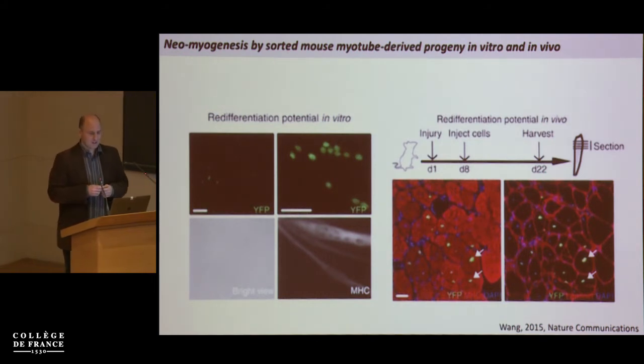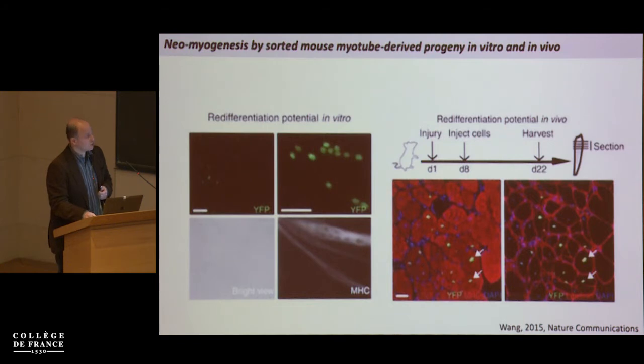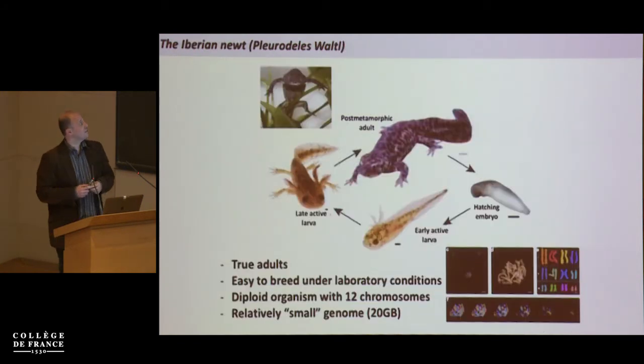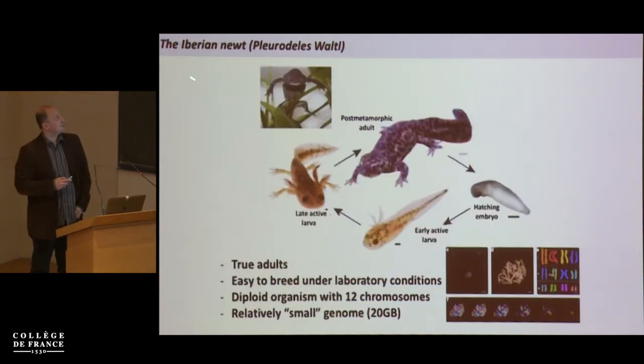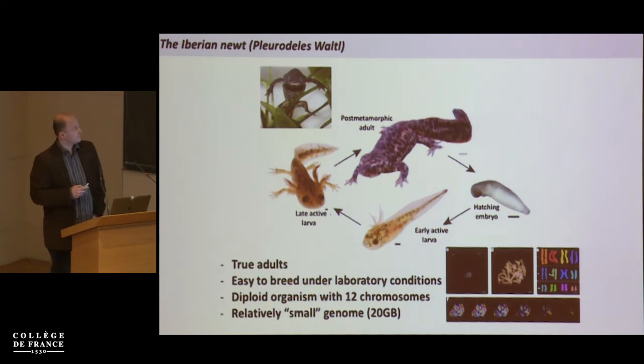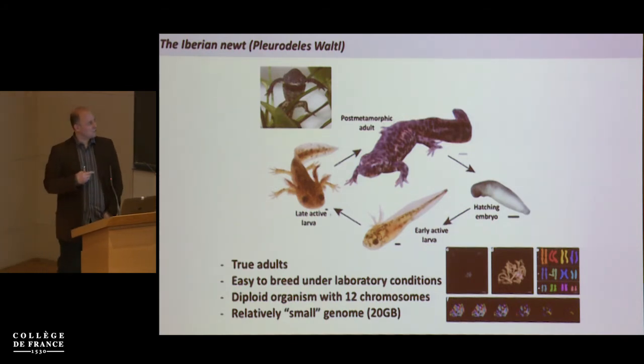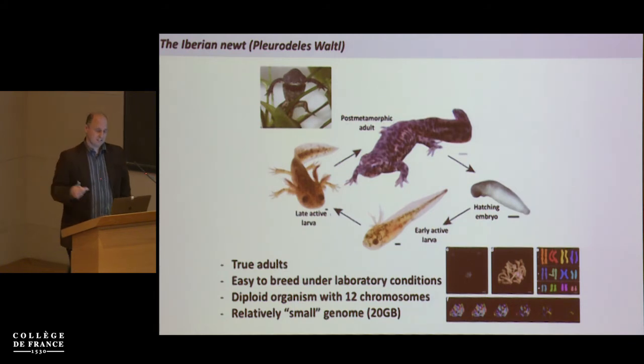So we were looking for alternatives and rediscovered an old friend in the zoo, and that is the Iberian newt, Pleurodeles waltl. Now, the good thing with this animal is that it is a true adult, so it goes through metamorphosis. It is easy to breed under laboratory conditions. It is diploid, and you will laugh, but it has a relatively small genome, 20 gigabases, because usually salamanders have much larger genomes.